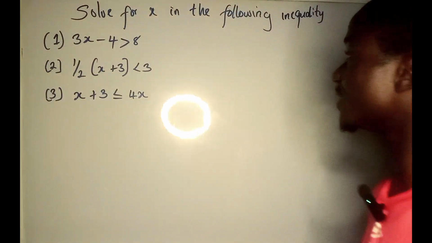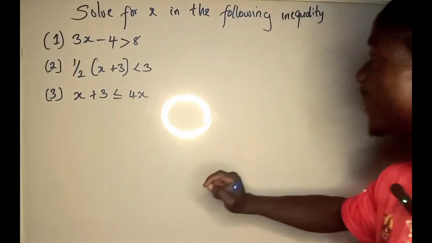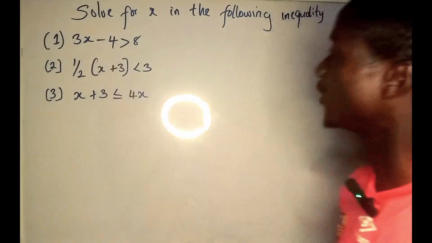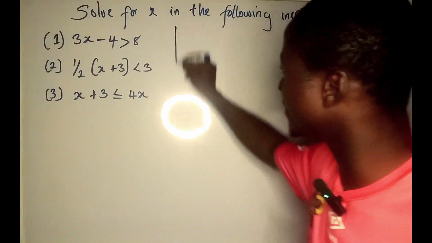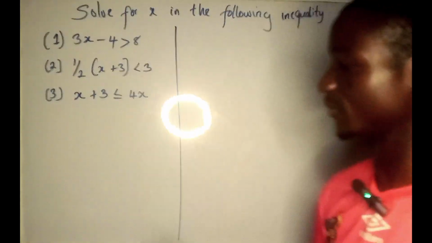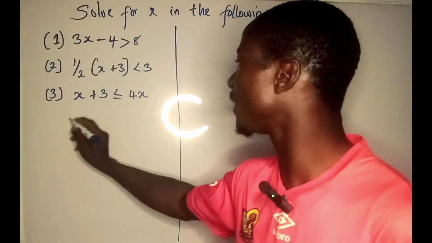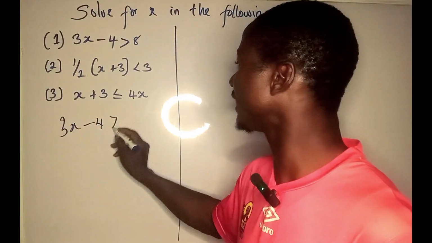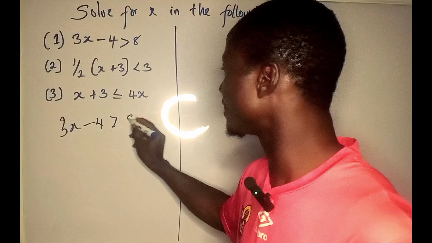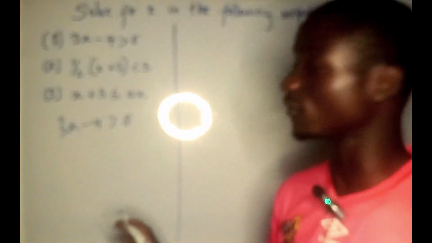Now the first one says we should solve for x here, which is 3x minus 4 greater than 8. Here it is. Let us solve the first one. The first one, what do we have? We have 3x minus 4 greater than what? 8.